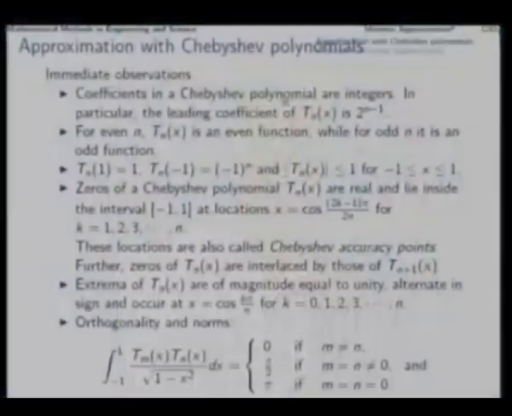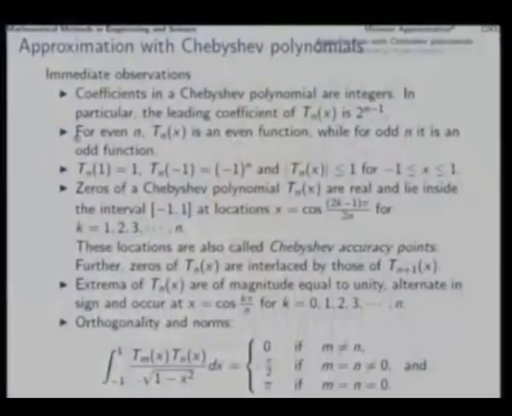Coefficients in the Chebyshev polynomials are all integers, which is different from the Legendre polynomials. In particular, the leading coefficient of T_n will be 2^(n-1). For even n, that is for T_2, T_4, T_6, T_n(x) is an even function, because they will have only even powers, while for odd n it is an odd function. This is the same as the Legendre polynomials. In the case of Legendre polynomials also, we noticed this property.